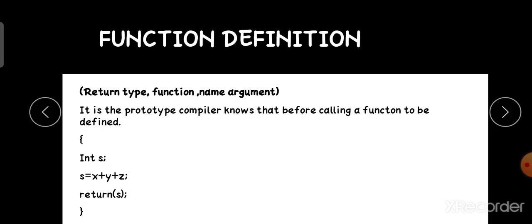Next one is function definition. A function definition includes the return type, function name, and arguments. It is the prototype; the compiler knows that before calling, the function is to be defined. The definition of the function is only this part of sum. Declaring one variable, that variable is assigned the sum of the two variables, and the same initialized variable is returned. These parts are the function definition.